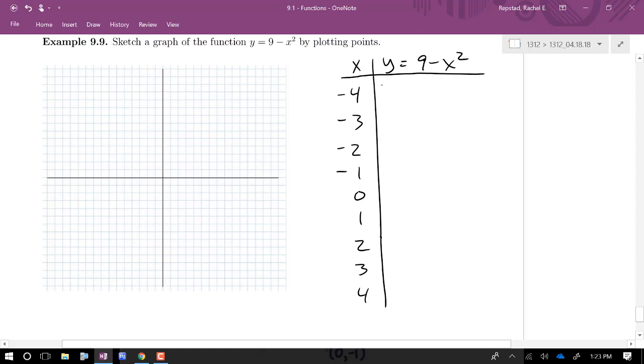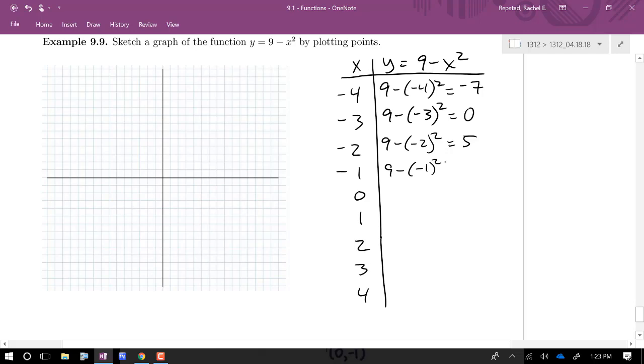If we do 9 minus negative 4 squared, 4 squared is 16, what's 9 minus 16? Negative 7. 9 minus negative 3 squared is 0. 9 minus negative 2 squared is 5. This gives us 8. And at 0, we're at 9. What happens when I plug in the 1, 2, 3, and 4, the positive values?